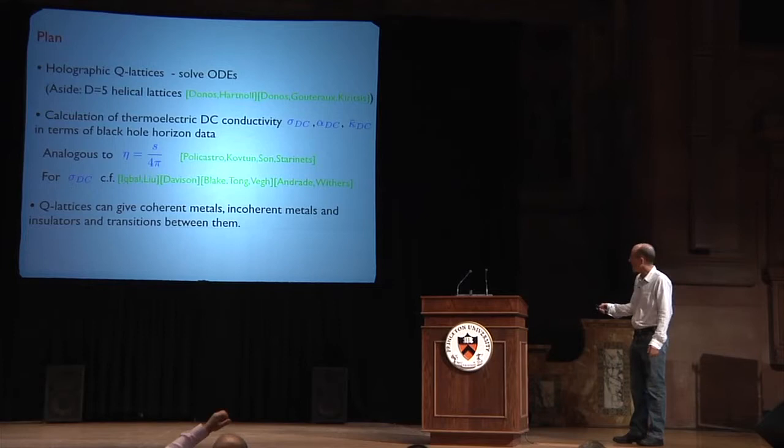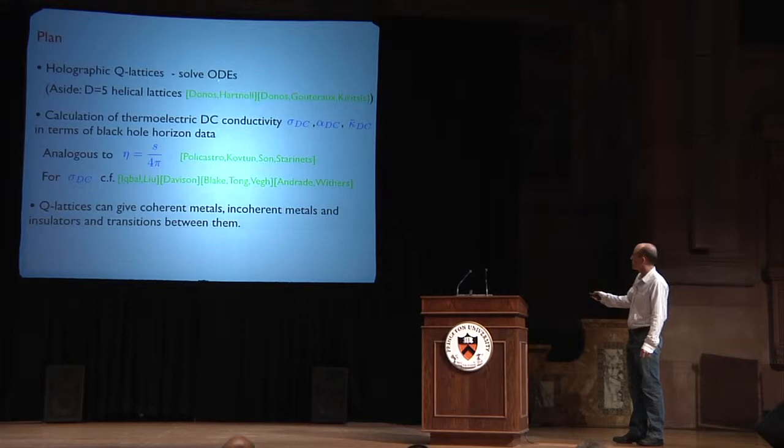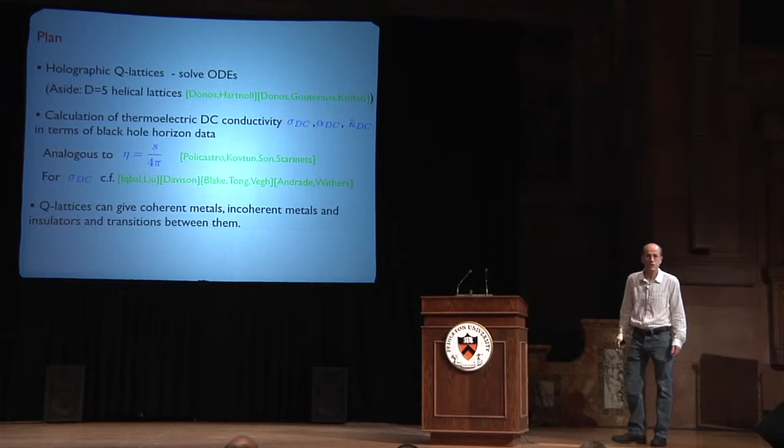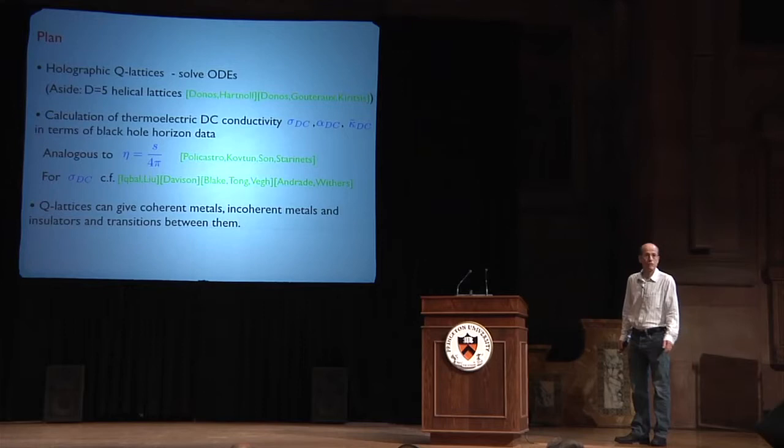So the plan then is to introduce what we called a Q lattice, a holographic Q lattice, which involves solving ordinary differential equations. And actually, in five dimensions, this is in general dimensions, but in five dimensions, there's also a special case of exploiting helical symmetry, which has been done by these people, including our chair today. I won't be talking any further about the helical case.